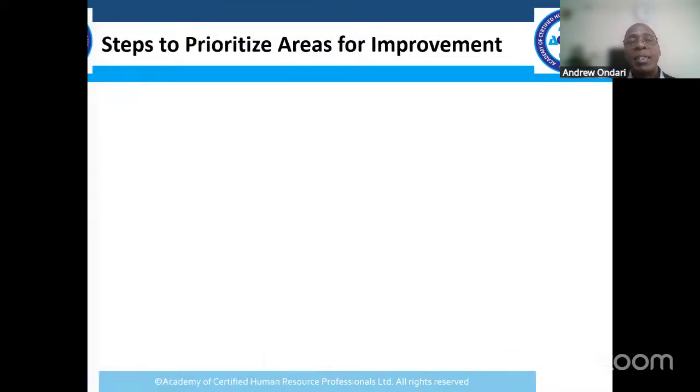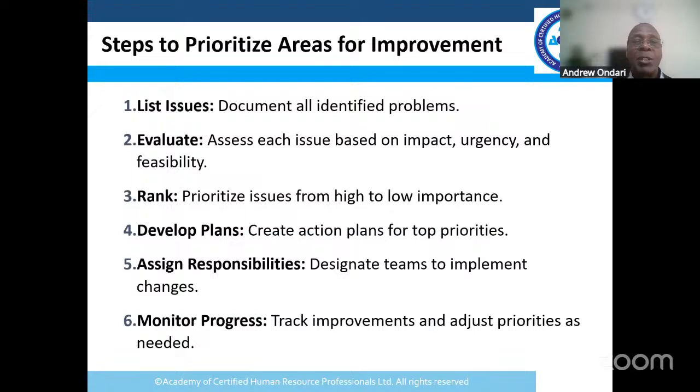Moving on, what are the steps that we can use in prioritizing those areas? One, list the issues. I want to believe that by the end of this HR audit, you will have identified areas where there are opportunities, where there are gaps, and where there are risks. So list all those areas, all of them in no particular order.